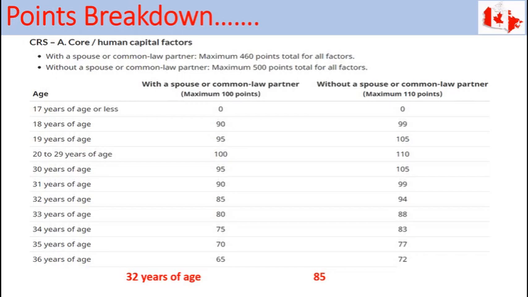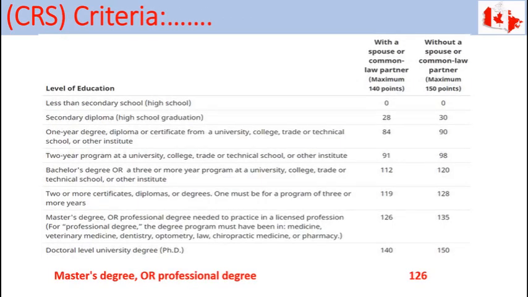So that's a disadvantage. So in this case, let's take the example of 32 years of age. A candidate who is 32 years of age can get a maximum of 85 points in terms of age. Okay, that's the age factor. Now let's go into the other factors. Level of education of the primary applicant. Now when a primary applicant is applying with a spouse, he can get a maximum of 140 points in education. Without a spouse, he can get 150 points.